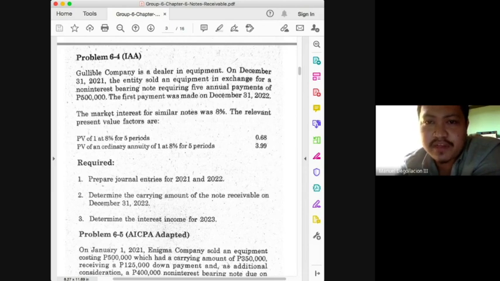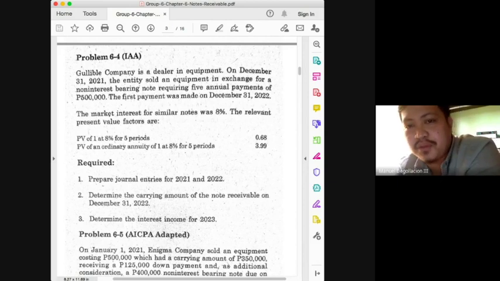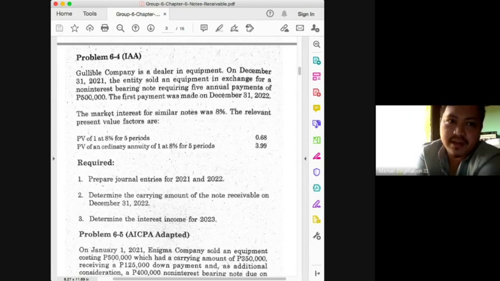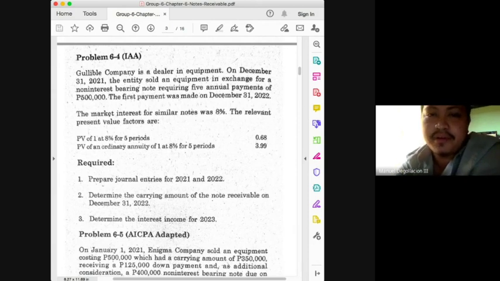So definitely we'll have a debit to notes receivable, and how much? It's not directly given, but it should be very easy for us to figure out. The entity sold an equipment in exchange for a non-interest bearing note requiring 5 annual payments of 500,000. So that means total payments that we will receive would be 2,500,000. That should not be difficult to understand. So the amount of notes receivable that will be recognized as of December 31, 2021 would be 2,500,000. And our credit here would be the unearned interest income and the sales figure.